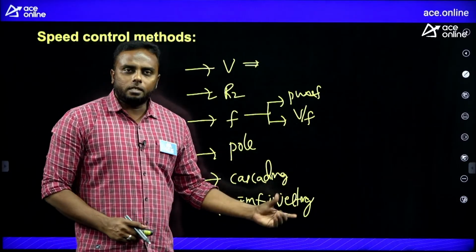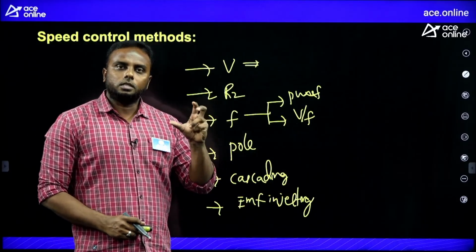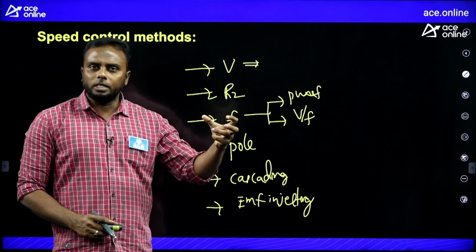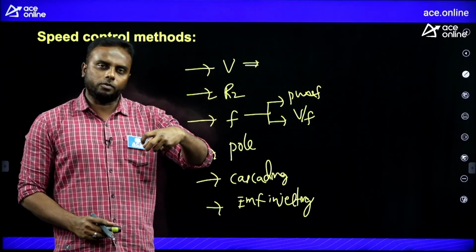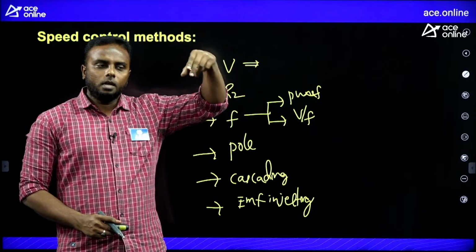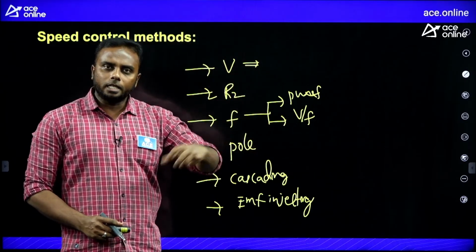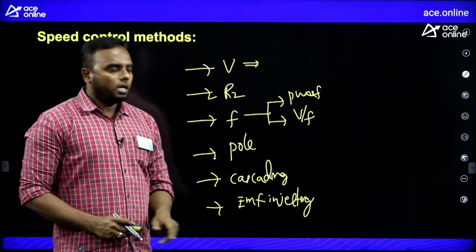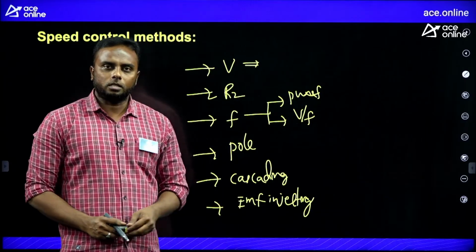Next, EMF injecting. This method is suitable for slip ring only, because we inject the EMF from the rotor; the supply will be there to the stator. We add this EMF from the rotor through slip rings and brushes. That's why it is suitable for slip ring induction motor.